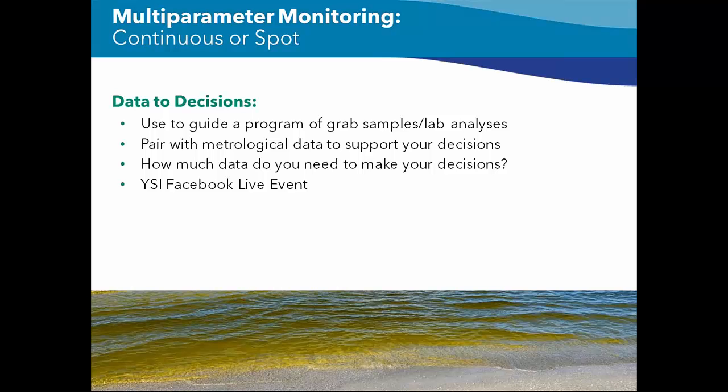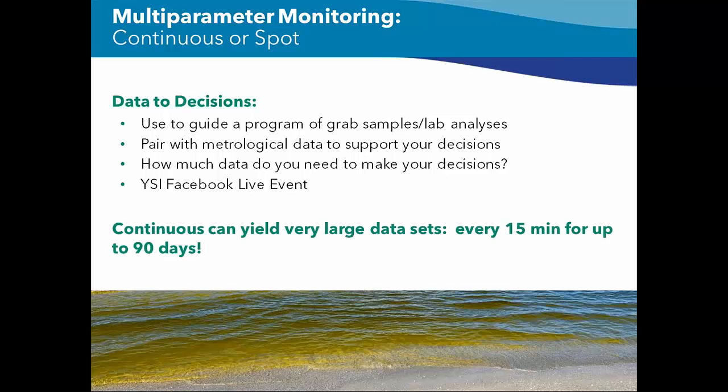But there is always this question about how much data you need to make your decisions, and that boils down to deciding whether you need to do continuous monitoring like I showed you, or whether you might be able to get by with more of a spot monitoring approach. We have a good Facebook Live event that I direct you to on our Facebook page where we talk about this very topic, but we talk about it in the context of deciding whether something like the ProDSS platform for spot monitoring is the right choice for you versus the continuous monitoring platform of YSI's EXOs.